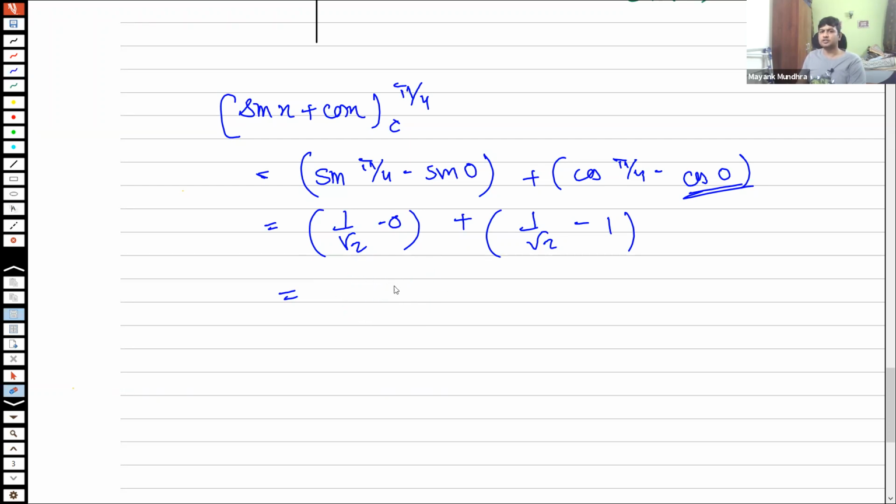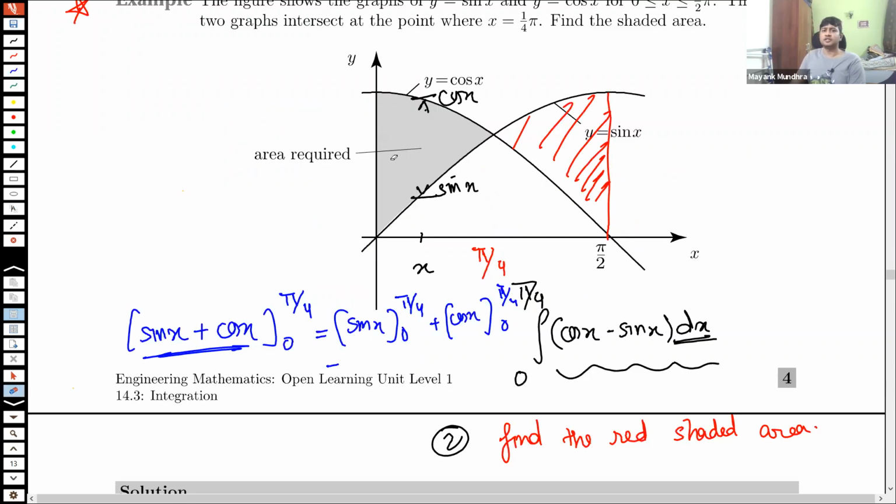Right? You can write this as 2 by root 2 minus 1, but 2 by root 2 just becomes root 2. So this area is root 2 minus 1, which is positive because root 2 is 1.414, so it had to be positive.